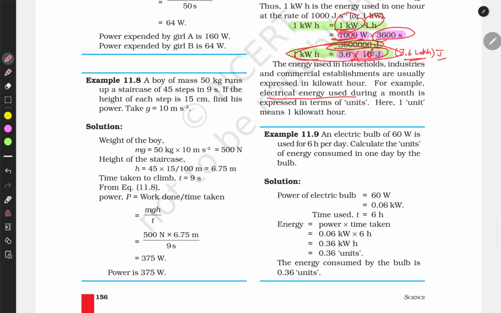For example, the electrical energy we use during a month is expressed in terms of units. Here a unit means 1 kilowatt hour. We have an electric bill like 50 units was used, 100 units was used in a month in a domestic house. So this unit is a kilowatt hour, and 1 kilowatt hour is 3.6 lakh joules.